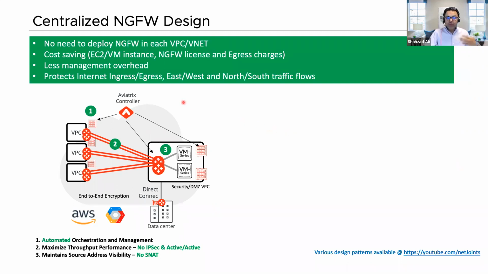While doing so, you can actually do some cost saving. You can realize some cost saving there by reducing the number of EC2 instances, the cost of the license, the charges that you need to pay for the data to be transferred from one place to another place. So instead of doing all that, you basically deploy it in a centralized location.